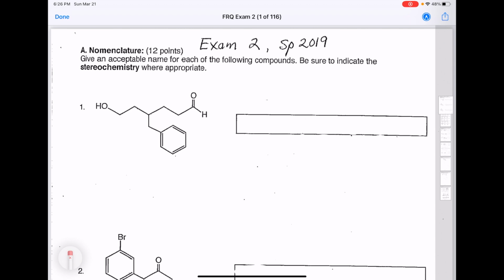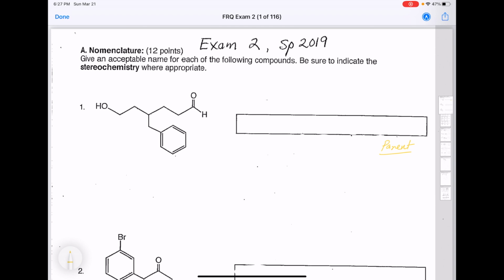So let's start. Part A is nomenclature, three questions, and we are asked to give the IUPAC name for each of these compounds. As usual, the first thing we need to do for this compound is to identify the parent chain. When we're looking for the parent chain, typically in the past, we would look for the group that had either the most number of carbons and/or the group that had the highest priority groups.